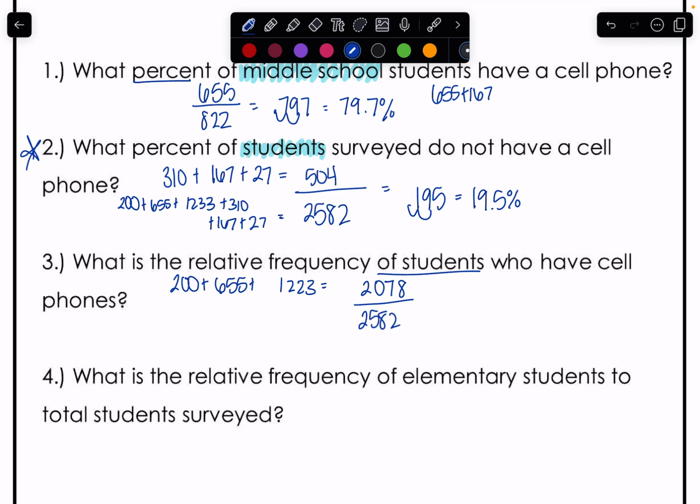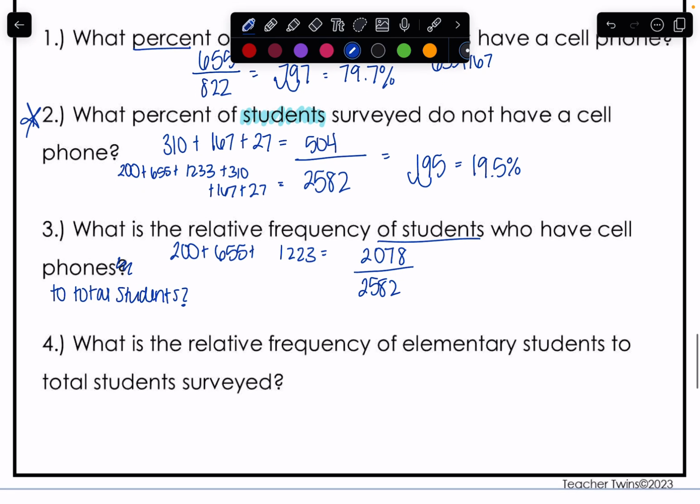This question should be a little bit more specific. I will make sure that the homework is like that, actually, because now I'm kind of questioning it. So the relative frequency of students who have cell phones to total students really should be what this question is saying. Okay, that's what this question should be. So I'll make sure on the homework it says that. I think that might have been a typo or something.